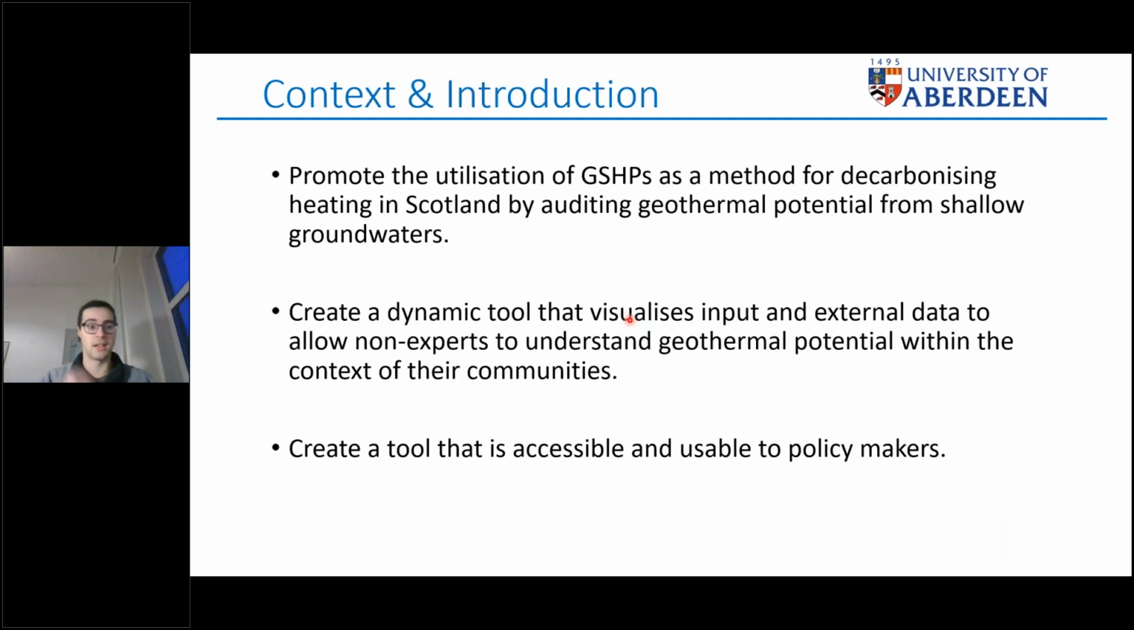So my general aims are to promote the utilisation of ground source heat pumps as a method of decarbonising heating in Scotland, and doing that by auditing the geothermal potential from shallow groundwater and showing people, businesses, town councils what resource is actually there. I want to do that by creating a dynamic tool that visualizes the input and external data to allow non-experts to understand the geothermal potential within the context of their communities.